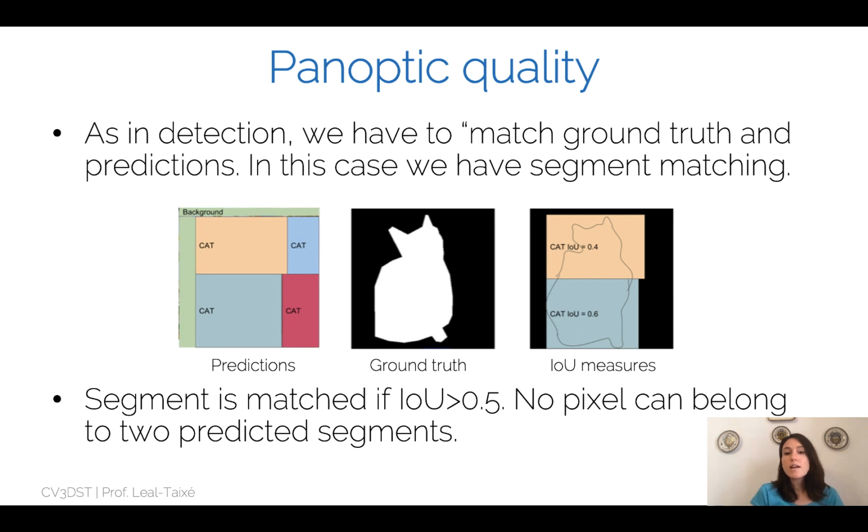And in this case, we actually have to do segment matching. So the segment is actually matched if the intersection over union is above 0.5, and as with detections, no pixel can actually belong to 2 predicted segments. So in this case, where we have 1 cat, but we actually have 2 predictions, we compute the intersection over union of the 2 predictions, and we find that the blue prediction has intersection over union of 0.6, therefore is considered as true positive, but the top part of the cat is considered as a false positive because the intersection over union is 0.4. And of course, no 2 segments can actually belong to the same ground truth.